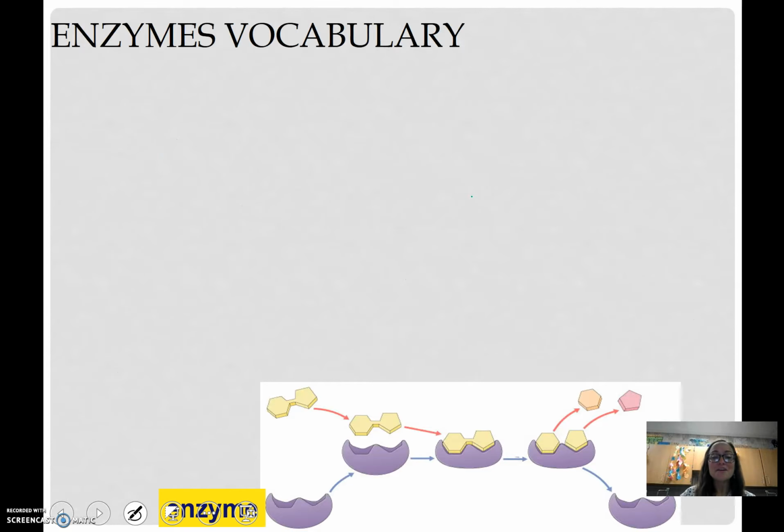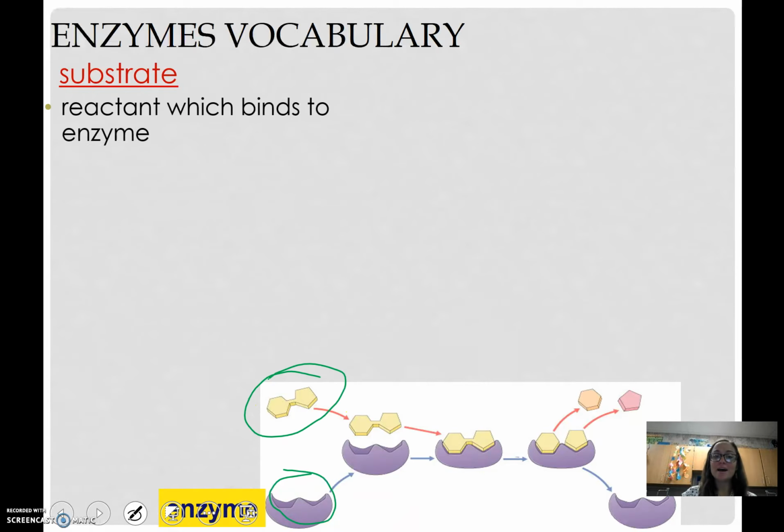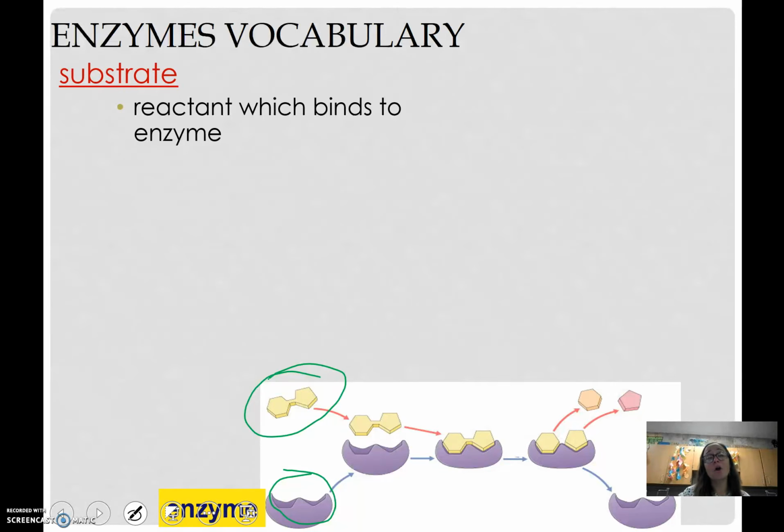So enzyme vocabulary: we have enzyme, which is this purple thing right here. Then we have what's called a substrate. This is what we would call in chemistry a reactant. So here's kind of a big deal. When we talk about chemical reactions, we can call the beginning molecule or molecules a reactant. However, when we use the term substrate, substrate implies that there's an enzyme being used in this chemical reaction. So if we're talking about science, and you see the substrate, I want you to think substrate is just the reactant. It's what we start with when we use enzymes.